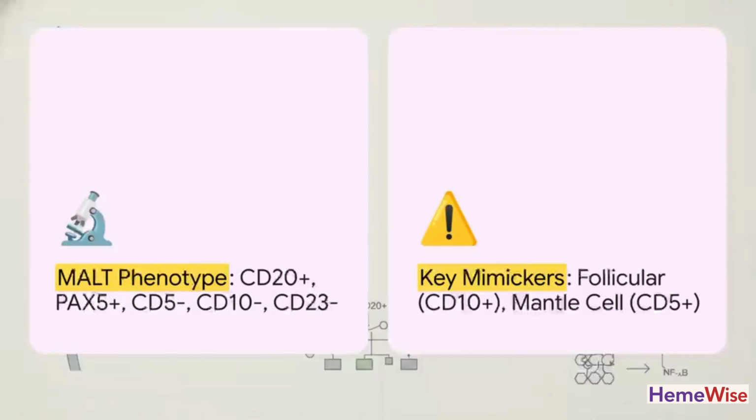Now, knowing what MALT is not is just as important as knowing what it is. When comparing it to key mimickers, if the cells are CD10 and BCL6 positive, you need to suspect follicular lymphoma. If they're CD5 and cyclin D1 positive, you're likely looking at mantle cell lymphoma. If it's CD5 and CD23 positive, think CLL or SLL. So to efficiently isolate MALT lymphoma from the pack, we rely heavily on its negative immunophenotype, specifically the fact that it is CD5 negative and CD10 negative.